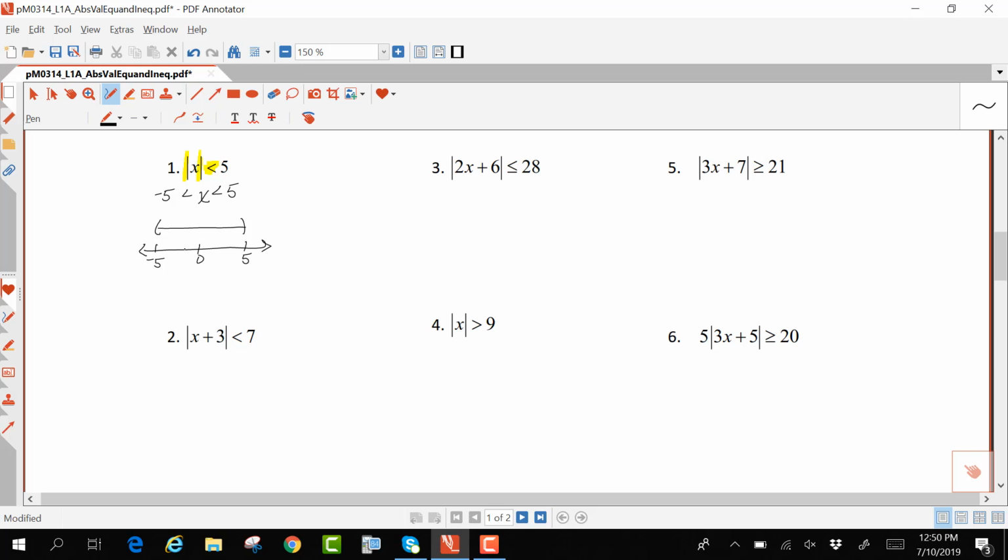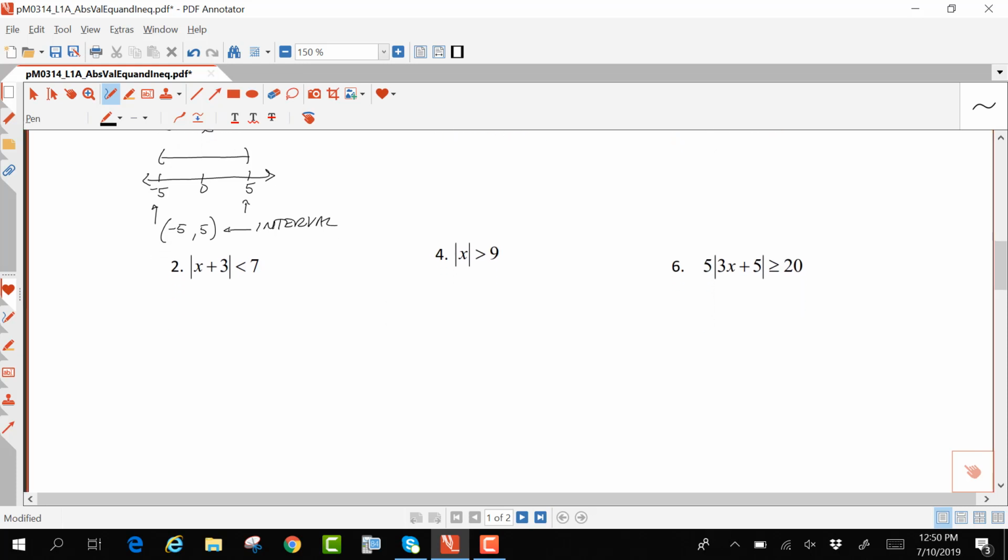So they often want me to write this in interval notation. Well, interval notation takes your left number, which is a -5, and your right number, which is a 5, puts the comma between them, and then parentheses to indicate all values between -5 and +5 are solutions to that absolute value inequality with a less than symbol.